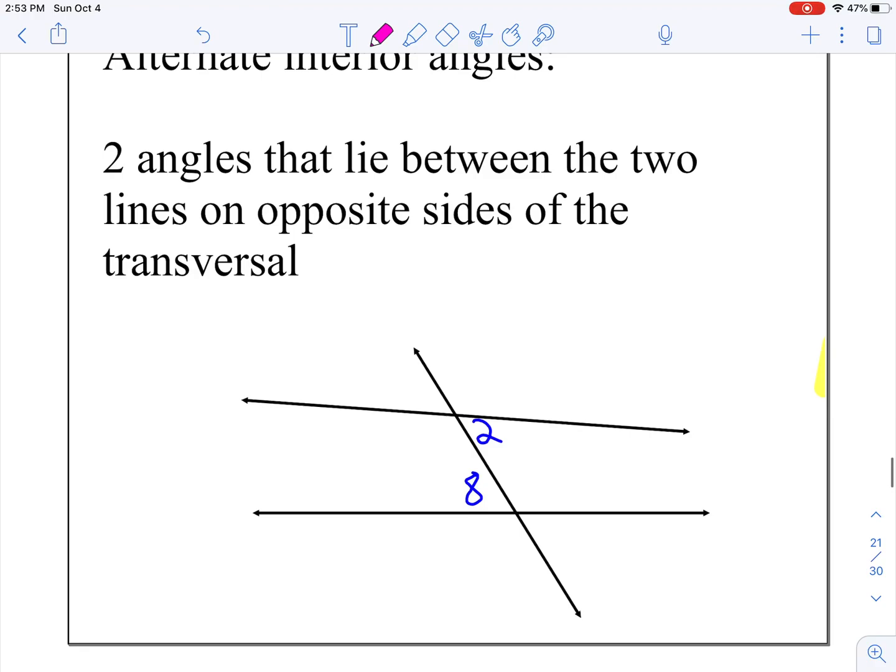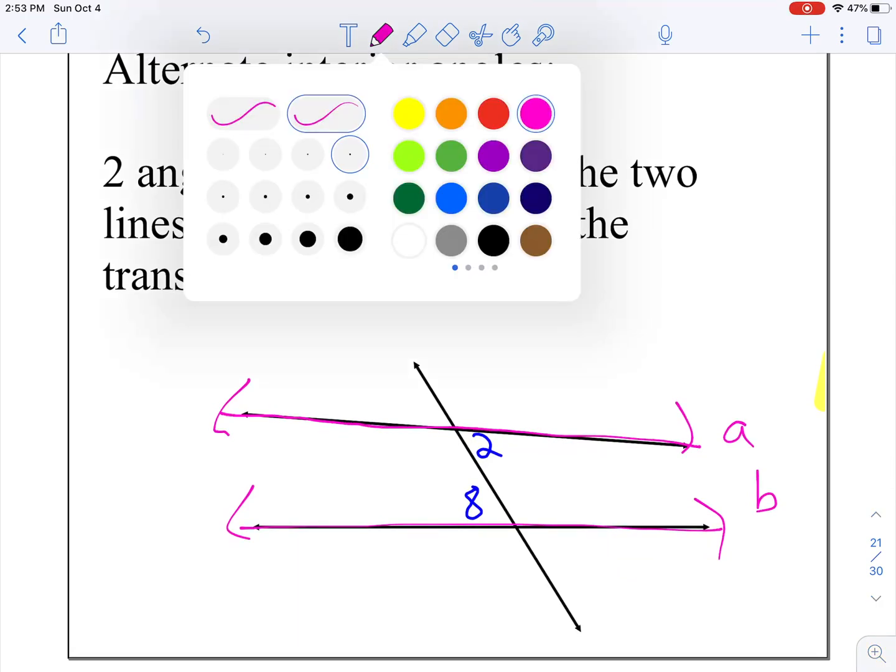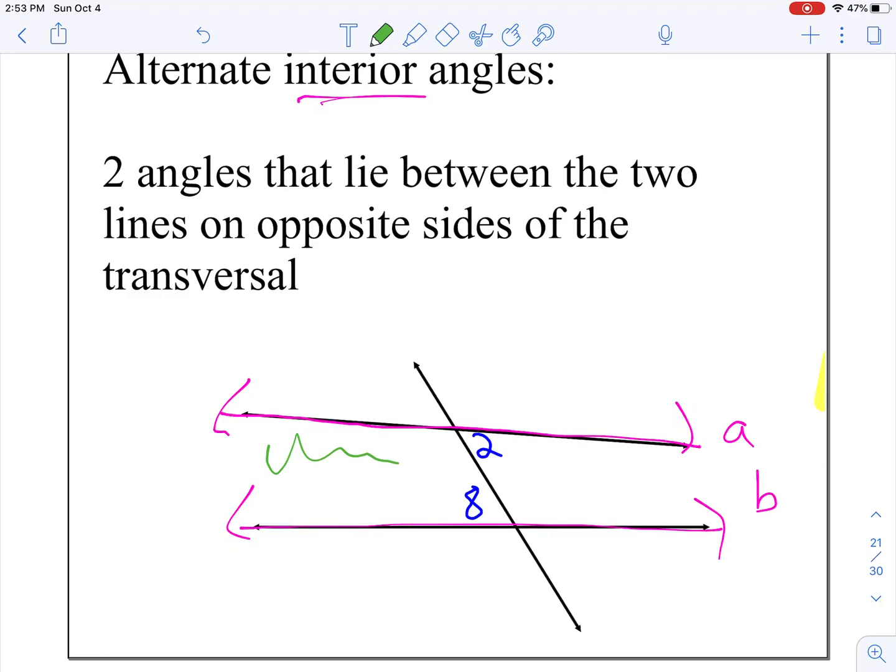Alternate interior angles are two angles that are going to lie in between your two lines. So there's my lines A and B. My angles have to lie on the interior of them. They're lying inside, but on alternate sides of that line. So that angle 2 is on the right-hand side. My angle 8 is on the left-hand side. So they're alternate interior angles.